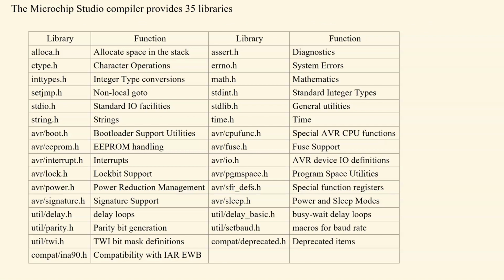Microchip Studio provides 35 libraries. Some common libraries you may have used would be math.h, standard IO, standard libraries, strings. But a lot of the other libraries you will not have used. They are unique to the microprocessor, microcontroller. You would need to look at the technical information on data sheets to see what functions are in the libraries and how they are used.